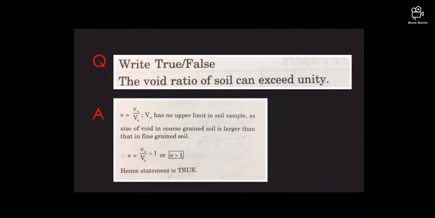Okay. So next question, write true or false. The void ratio of the soil can exceed unity. It's true only. Why? Because we know void ratio of soil is what? Volume of voids divided by volume of solids. So volume of voids can be more than the volume of solids, especially in the case of coarse grain soil. The size of the void in the coarse grain soil is larger than that in the fine grain soil. So volume of voids by volume of solids can be greater than 1. So hence the statement is true.